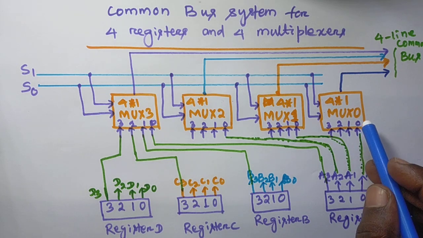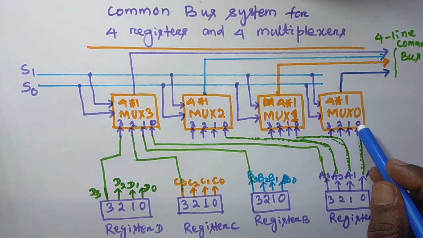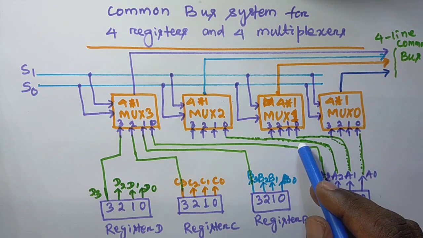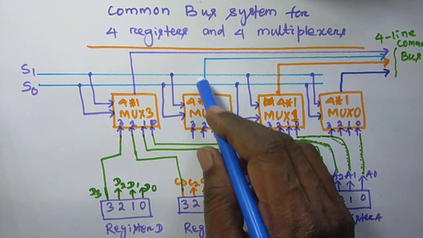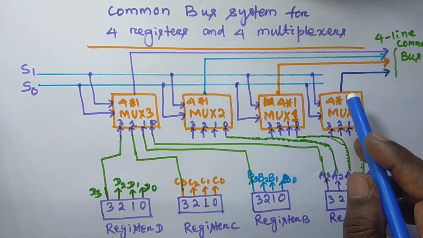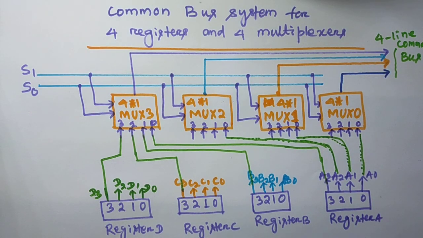That means these four input data provided by register A are passed to the multiplexers. It is one data passed to one multiplexer. Again, here multiplexer 1 0 and one data passed to this one, this one, this one. So four data are passed through this four-line common bus. For example, I will give a very simple example.